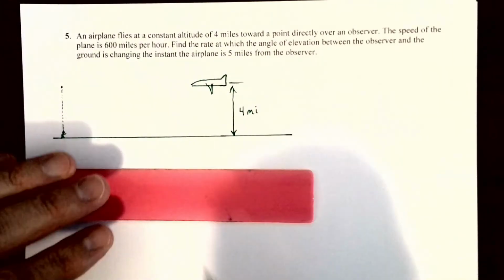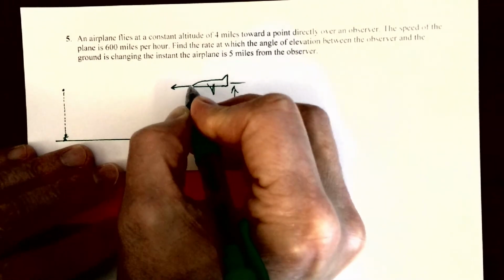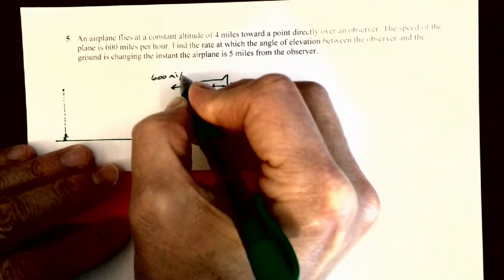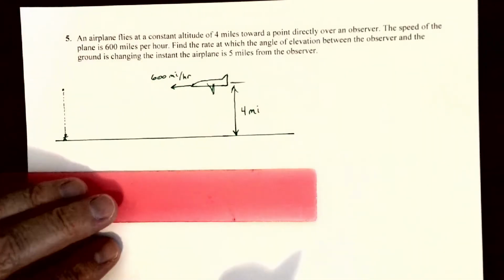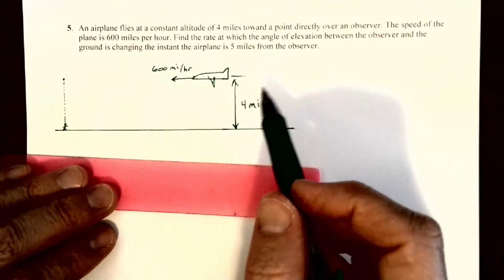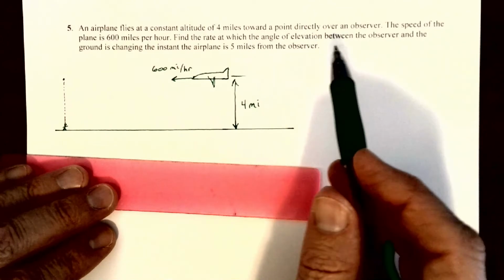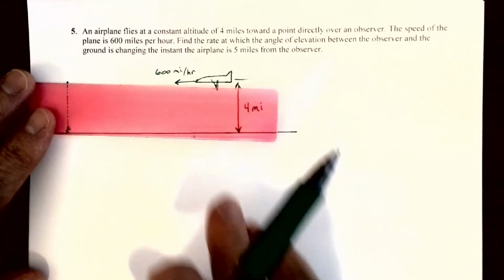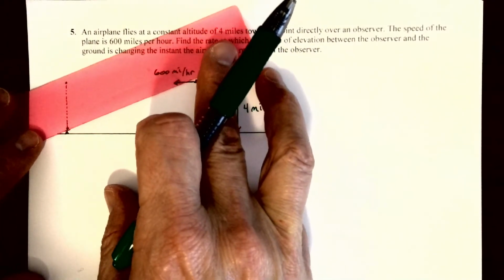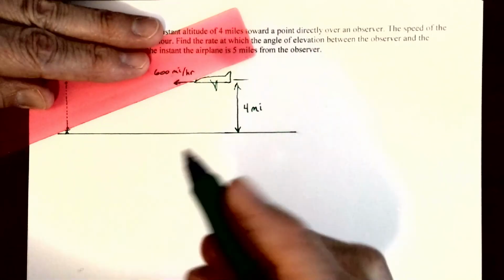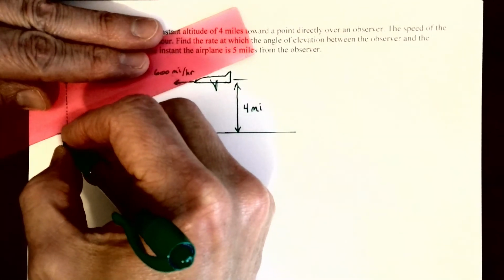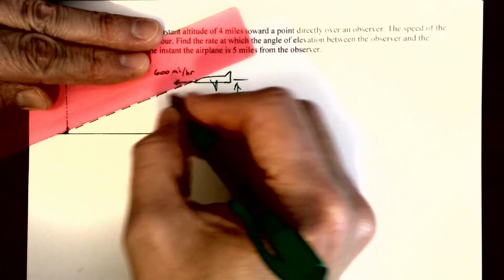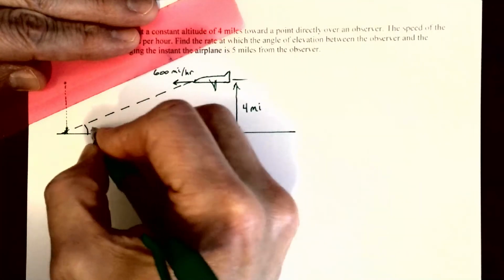But we know that this airplane is flying at a constant speed, 600 miles per hour. I'll put that direction in to give us perspective. So the question is, find the rate at which the angle of elevation between the observer and the ground is changing. So what is the angle of elevation? Well, as the person's looking at the airplane, there's some angle of elevation here. And if we draw a line from the observer to the airplane, that angle there is the angle of elevation.